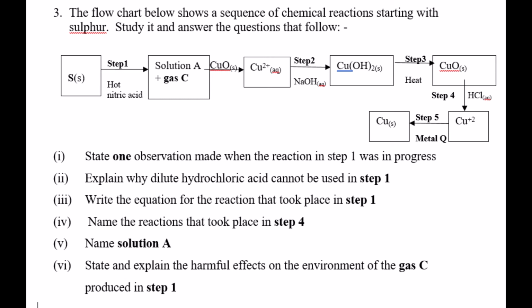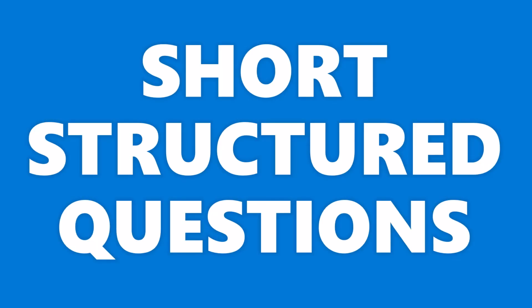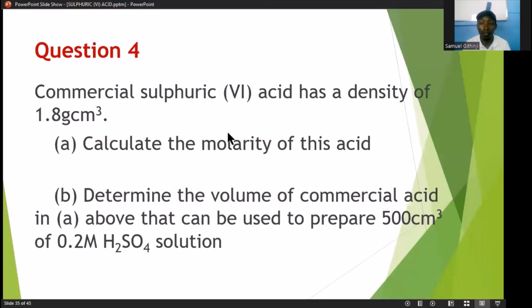This one mainly is not so much about sulfuric acid, but it's a good question from what we call sulfur and its compounds. So look at the question, the flow chart. You study the flow chart first, then attempt these questions. That is like question number 3. Going on maybe to question number 4, you can also have a short structured question like this one.